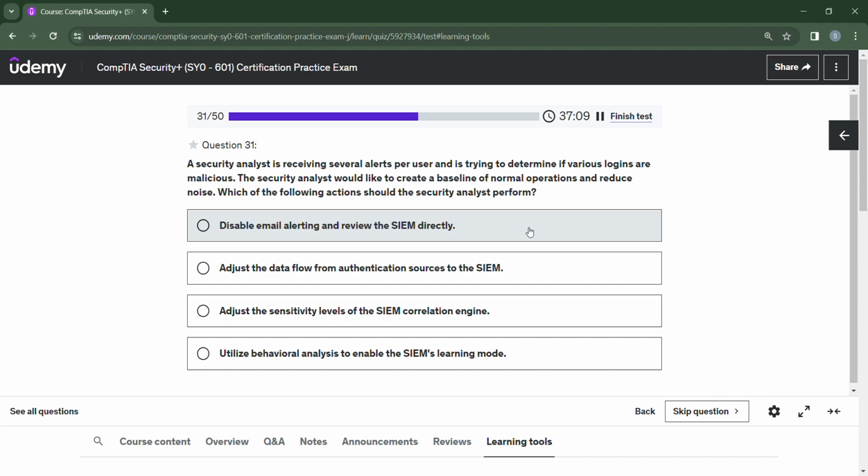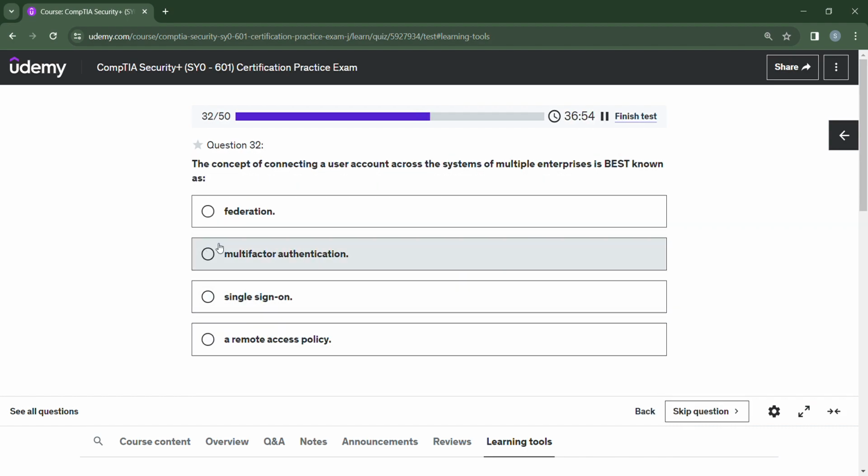Receiving several alerts per user and is trying to determine if various logins are malicious. The security analyst would create a baseline of normal operations. Reduce noise. I think it's going to be adjust the data flow from authentication sources to the SIEM. The concept of connecting a user account across systems of multiple enterprises is best known as federation. Single sign-on is a subset of federation.